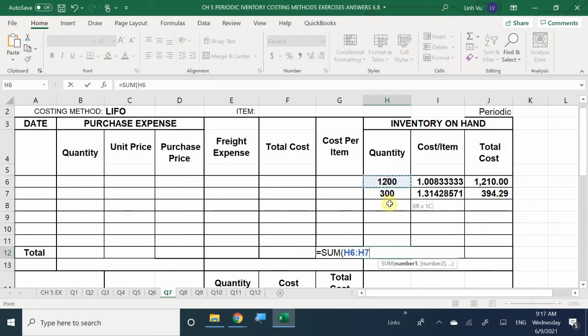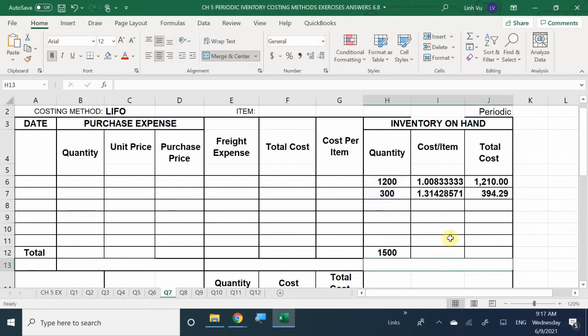that I have beginning inventory, right? To reflect the total of my beginning inventory. So I have my 1,500 units, right? Costing me a grand total of the 1604.29, which we know because that's what we carried over from our previous inventory worksheet.